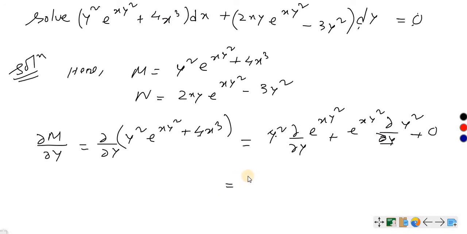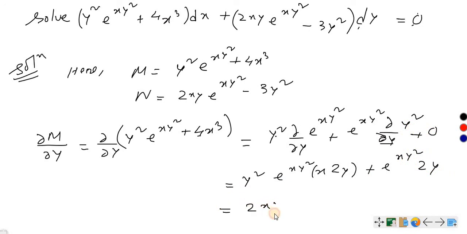So this can be further written as y square, and the partial derivative of this, where x is constant, remember, will be e to the power xy square, and again we differentiate this, it will be 2xy, plus e to the power xy square, and the partial derivative of y square will be 2y. So if we rearrange it, we will get 2xy cube e to the power xy square plus 2y e to the power xy square. Okay, so this is what we have got. Let this be equation number 1.